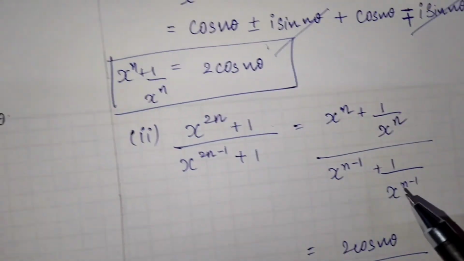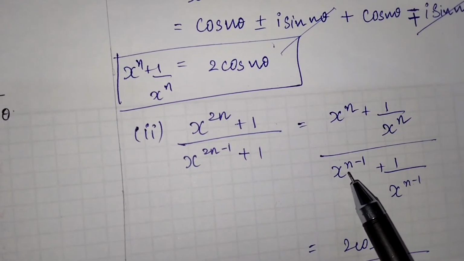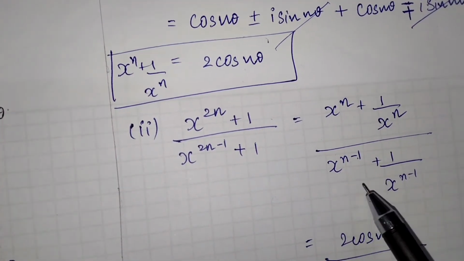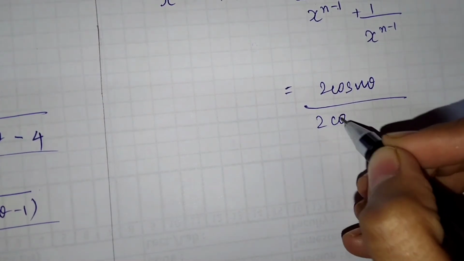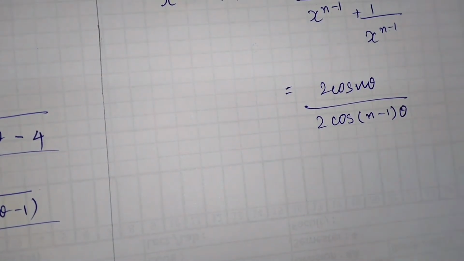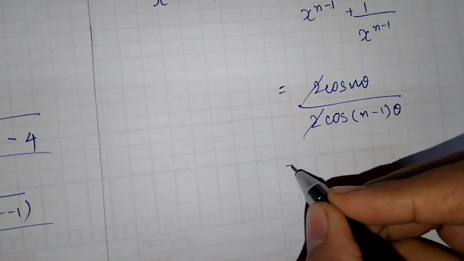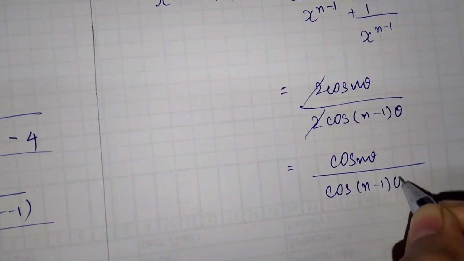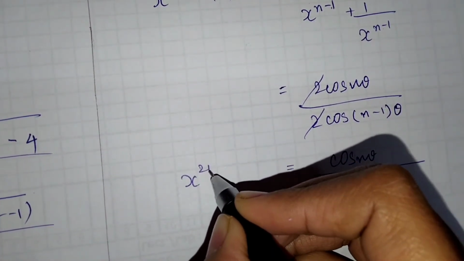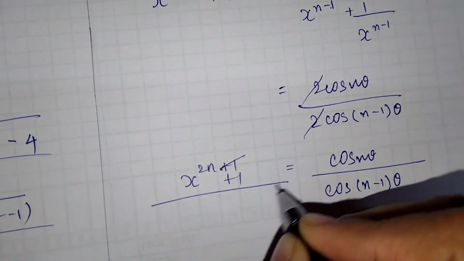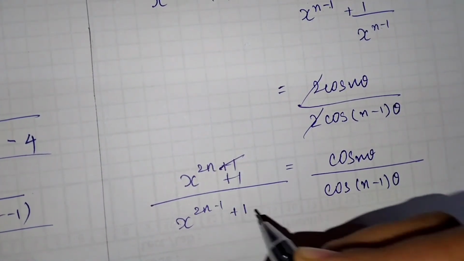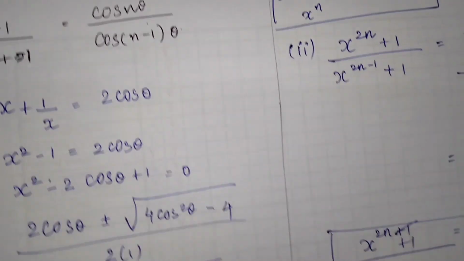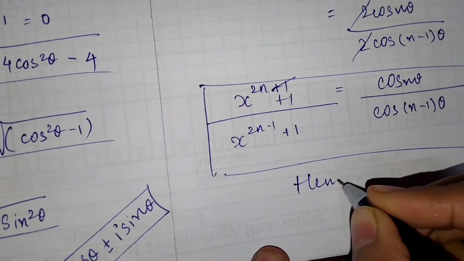The only difference here is that here we have x raised to n and here x raised to n minus 1. It means wherever there is n, we just put n minus 1, so we can rewrite this whole term as 2 cos n minus 1 theta. But this 2 and 2 will get cancelled, so we will get cos n theta divided by cos n minus 1 theta. That is, x raised to 2n plus 1 divided by x raised to 2n minus 1 plus 1. This is what we had to prove, and that is done. Right? Hence, proved.